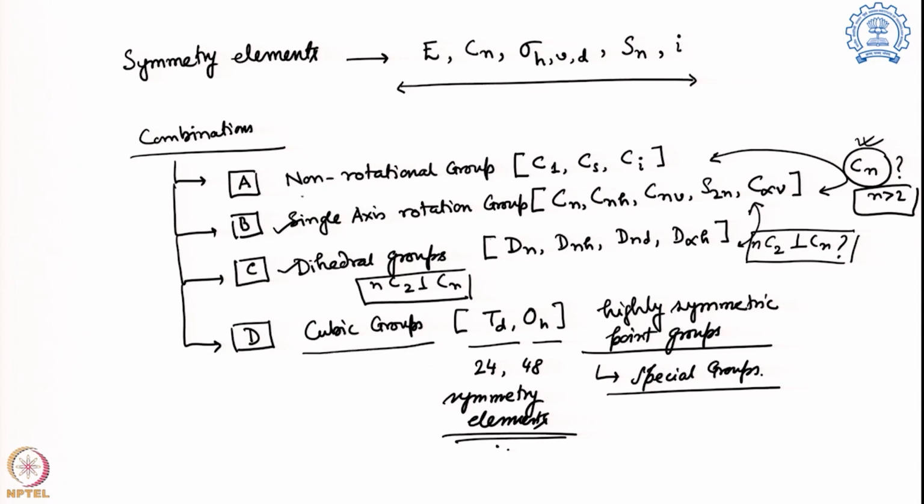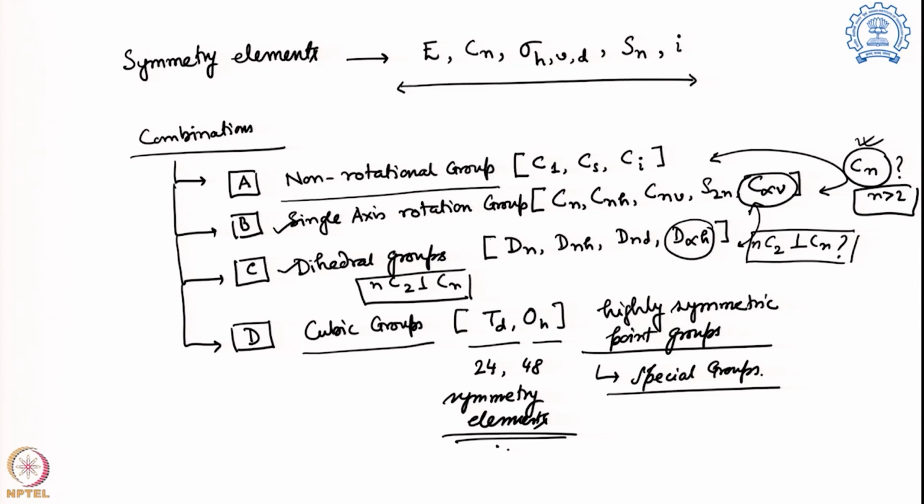The cubic groups and the non-rotational group are quite easy to figure out, because there are either not many symmetry elements present or there are too many symmetry elements present, which are quite symmetric. And there I also want to draw your attention to the C infinite V or D infinite h groups, which say that the molecule is linear. So that can also be figured out very easily.